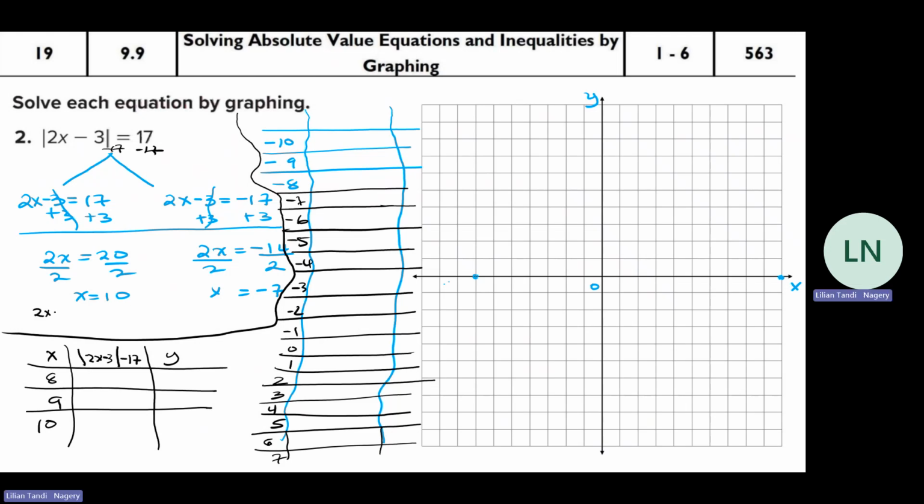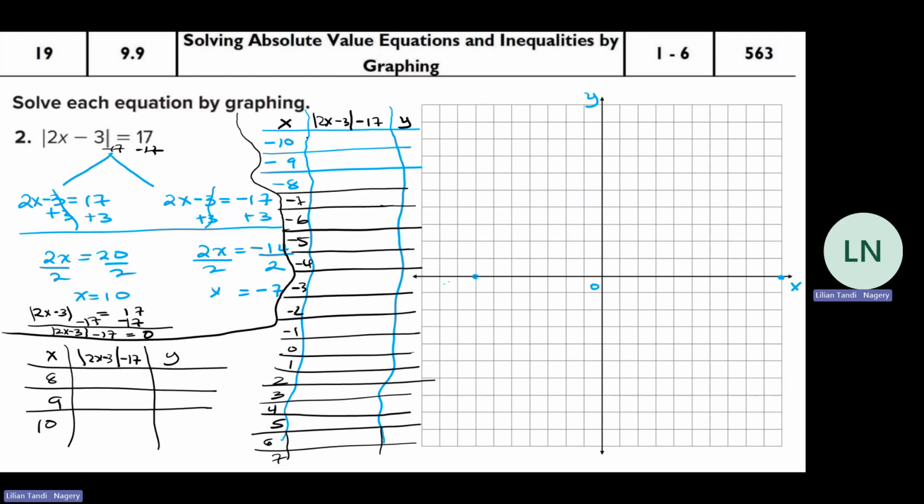2x minus 3, absolute value, equals 17. Subtract 17 on both sides. So your new equation is the absolute value of 2x minus 3, minus 17, equals 0. It is the equation that equals 0 that you put in the table. So this is x, this is y: absolute value of 2x minus 3, minus 17.